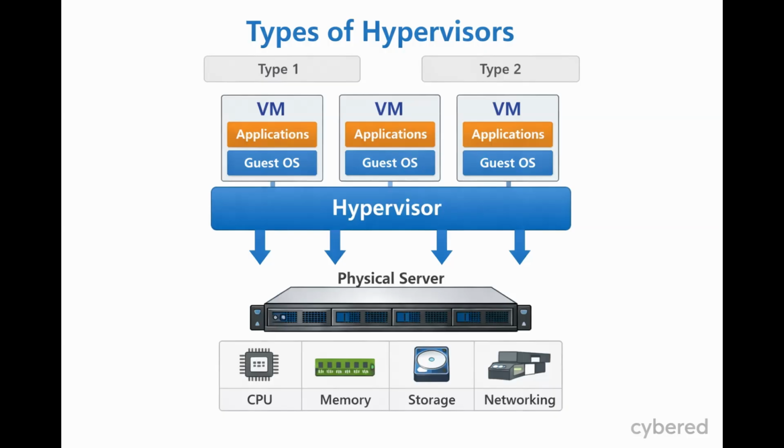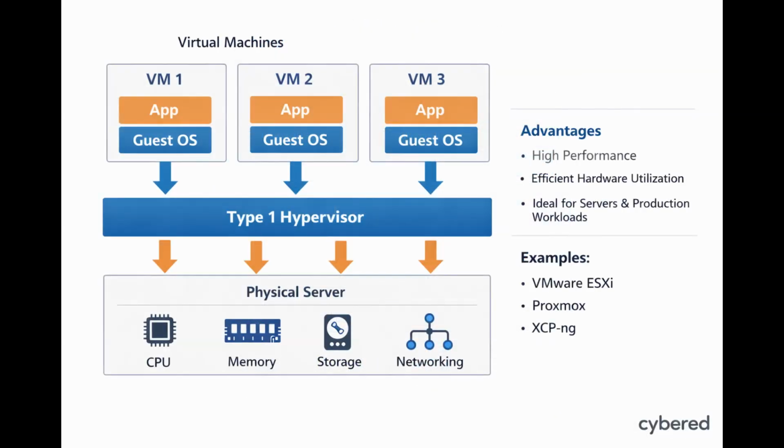There are two types of hypervisors. A Type 1 hypervisor is installed directly on the physical hardware, replacing a traditional operating system. Virtual machines have near direct access to hardware resources, making this model highly efficient and suitable for enterprise and data center environments. The advantages: high performance, efficient hardware utilization, and ideal for servers and production workloads. Here's a few examples: VMware ESXi, Proxmox, and XCP.